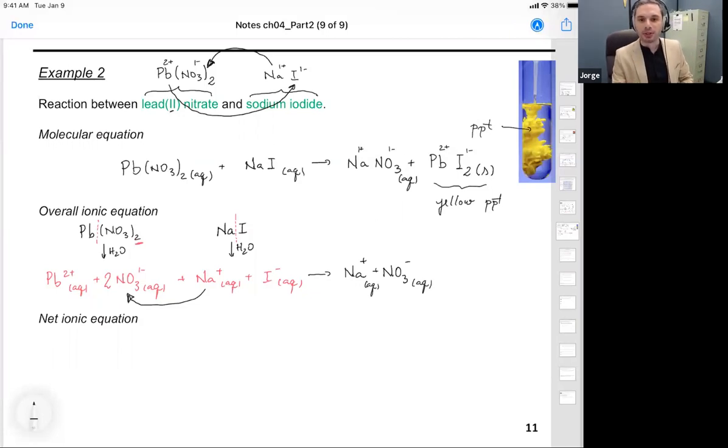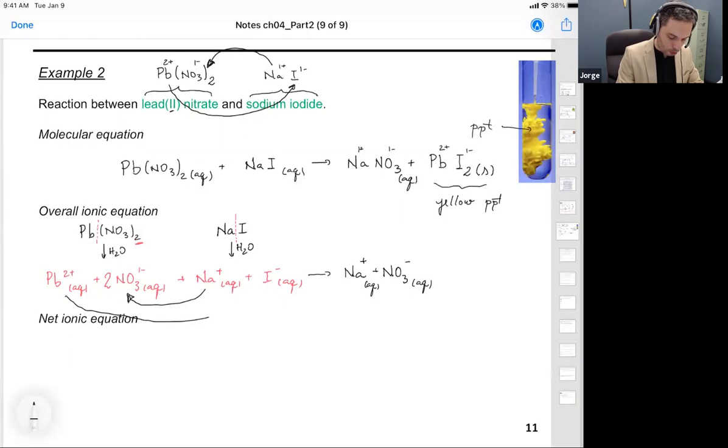Again, if the salt is soluble in water, when we are writing the ionic equation, we have to split the salt in the positive and negative ions. Okay, sodium nitrate in water always going to be found as sodium plus and nitrate minus.